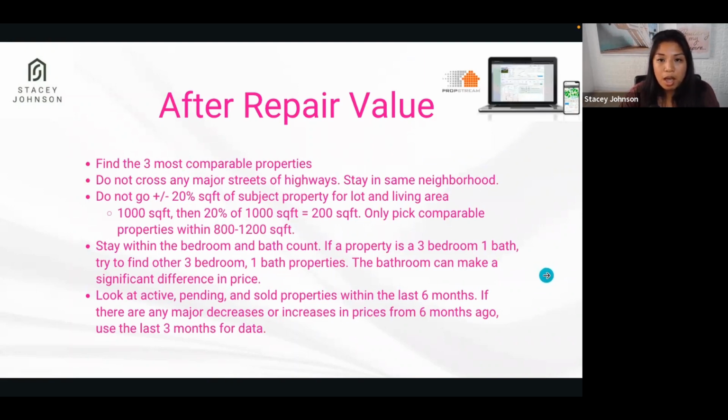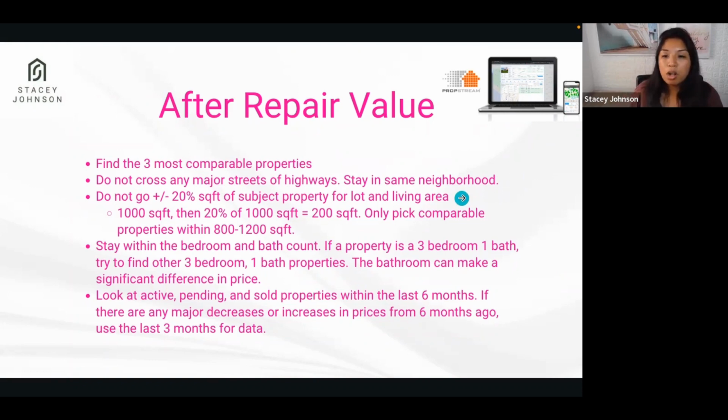The first one is going to be the after repair value. Again, we typically will look at PropStream and we'll find the 3 most comparable properties in that area. Some tips: do not cross any major streets or highways. You want to stay in that same neighborhood. You have to make sure you understand that, or else your numbers are going to be completely off.